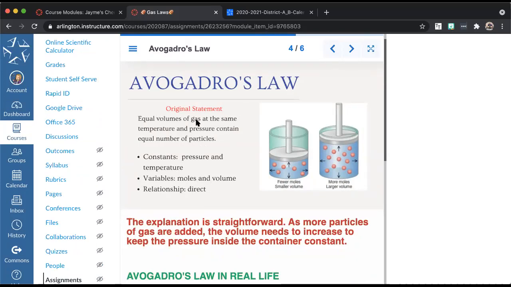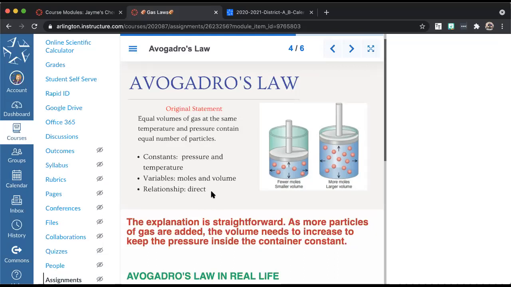So if I have equal volumes of gas at the same temperature and pressure, they're going to have an equal number of particles. And so if I increase the number of moles, they're going to need more space, or they're going to take up more space. If I decrease it, they're going to take up less space. And so you can think about this if you're ever airing up a tire in your car or a basketball, or you're blowing up a balloon, you're adding more gas particles. As you're blowing, you're adding more and more air. That's increasing the number of moles or the amount of gas particles.